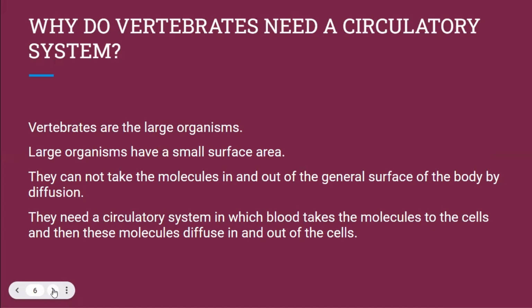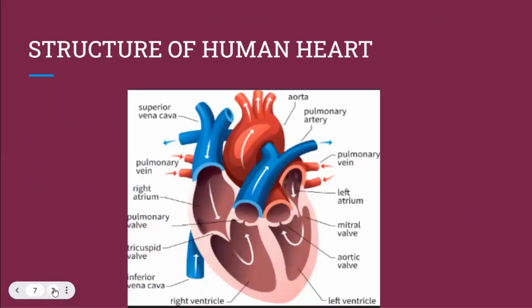So the best way is that we have a heart which pumps the blood, and the blood takes the different molecules throughout our body, and then through the blood these molecules diffuse in and out of the cells, because the cells of our body are again microscopic, so they have a very large surface area. So when the blood takes these molecules just beside our cells, these molecules easily diffuse inside the cells because the cells have a large surface area.